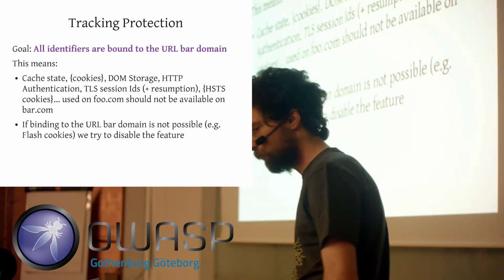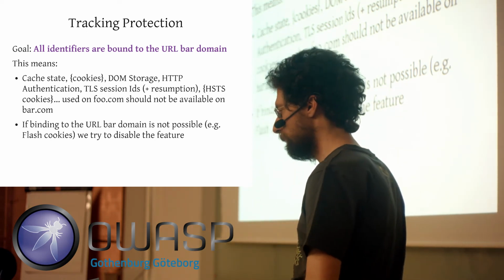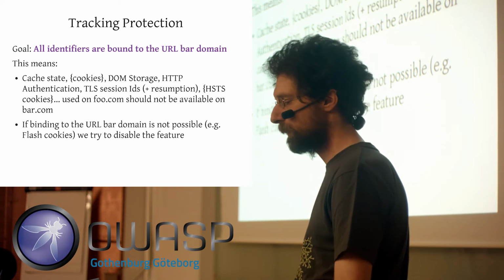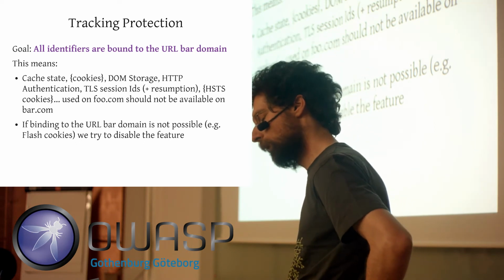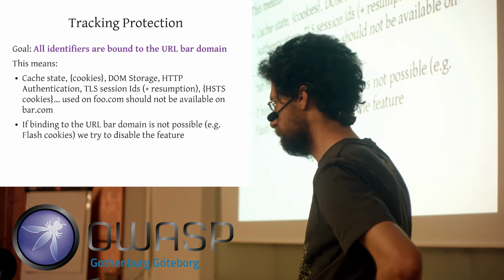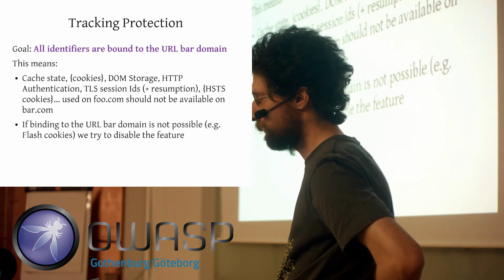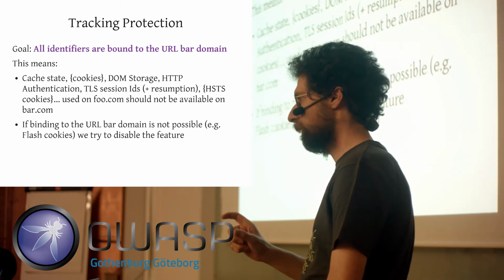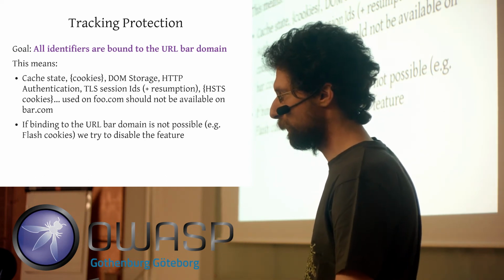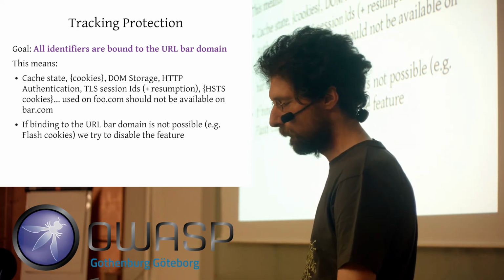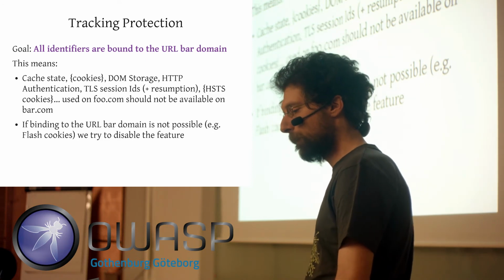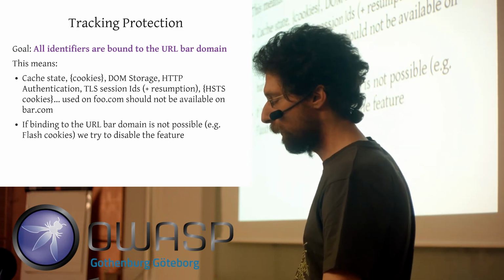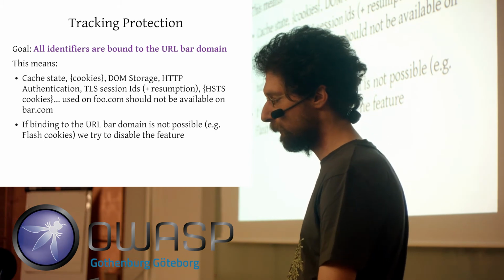So what we are concerned with is tracking across different domains. That means you're visiting in one tab, let's say site foo.com, and on the second tab, site bar.com. And what we want to achieve is that people who have embedded things on both sites are not able to correlate the traffic of you. So the technical terms are that you want to have bound all those identifiers to the URL bar domain. This is our solution.